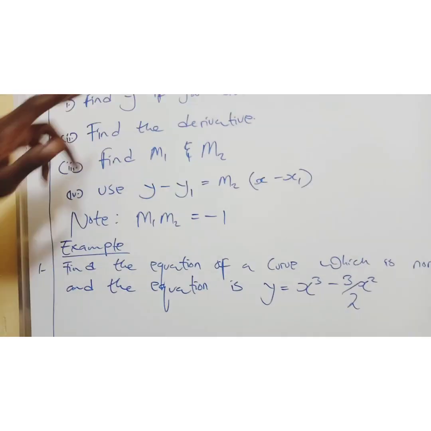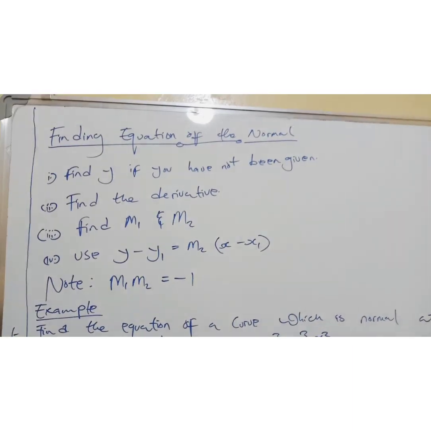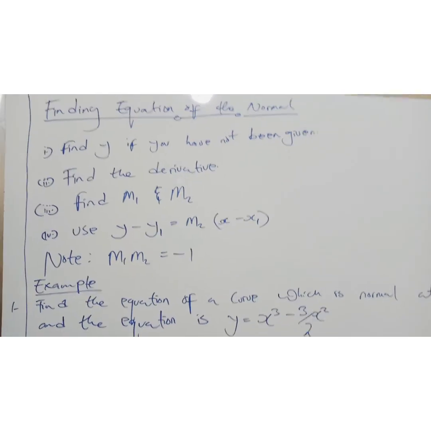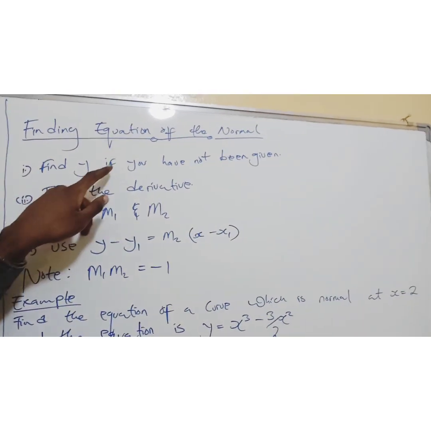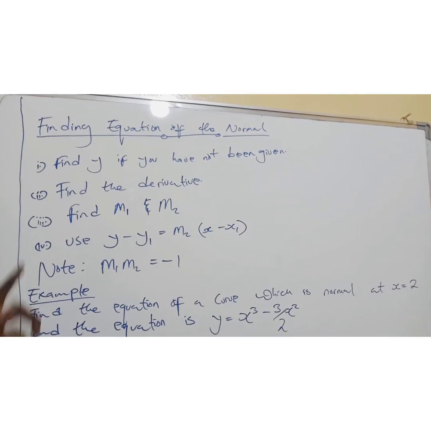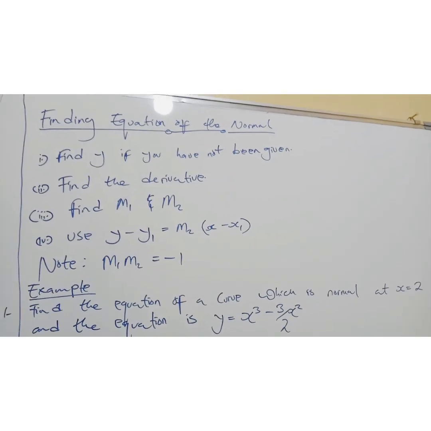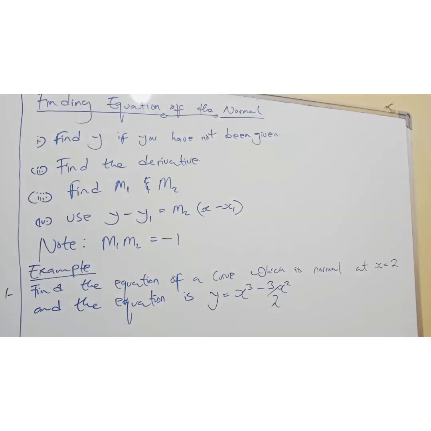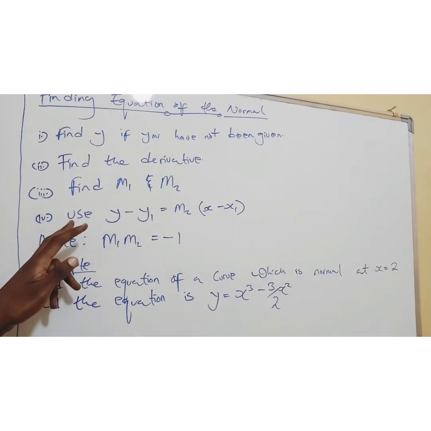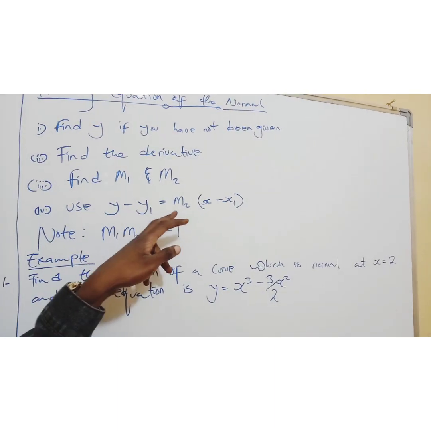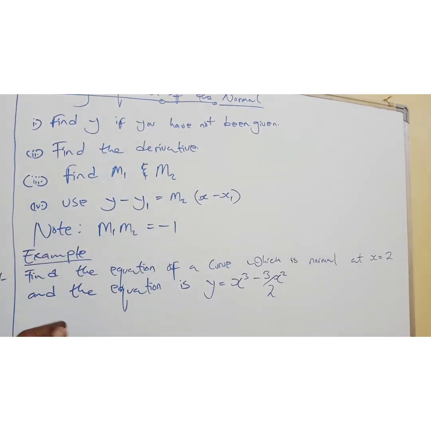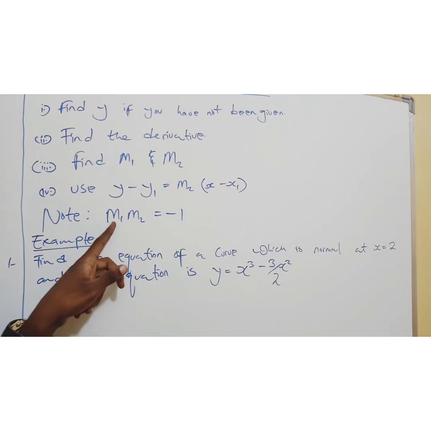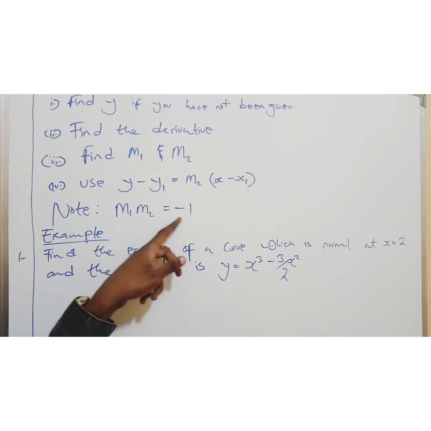So find an equation of the normal. There are 4 things you should know. 1. Find y if you have not been given. 2. Find the derivatives, which you know. 3. Then find m1 and m2. M stands for gradient. 4. Then use y minus y1 is equals to m2 times x minus x1. Then take note that m1 m2 is equals to -1.